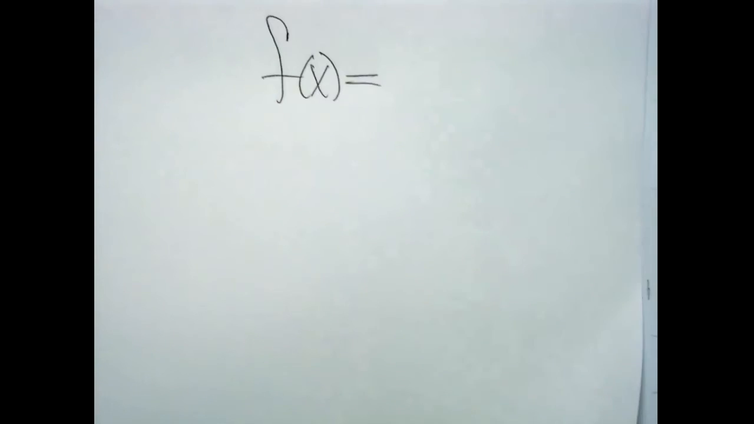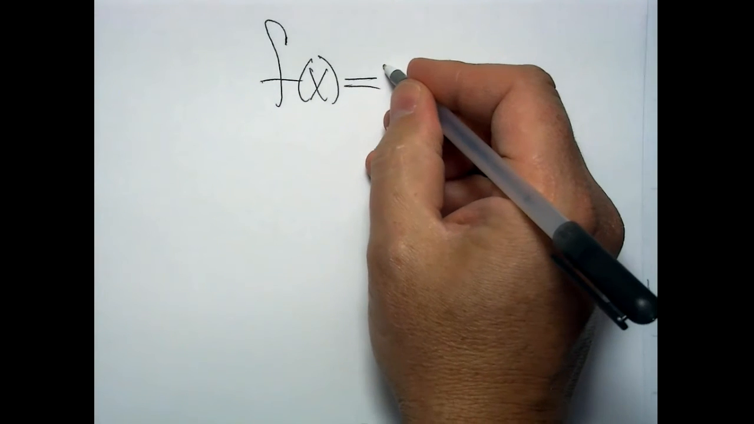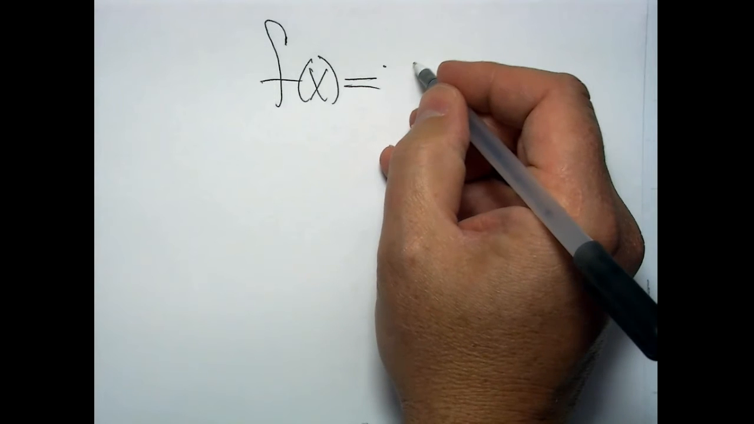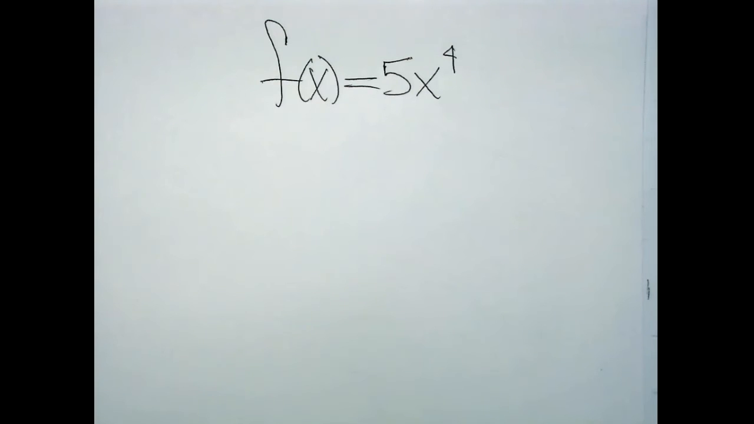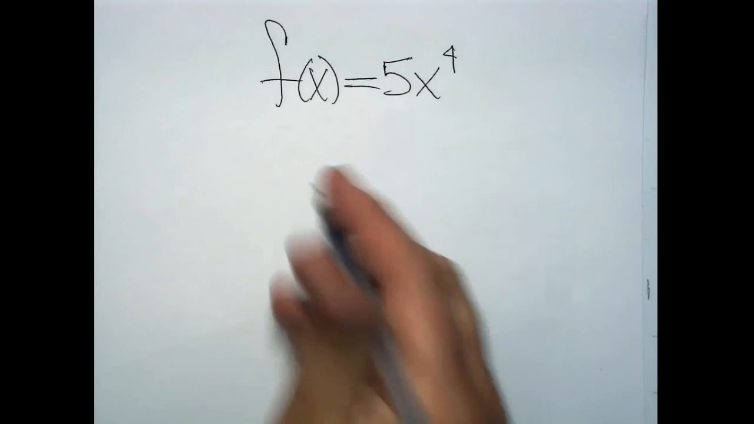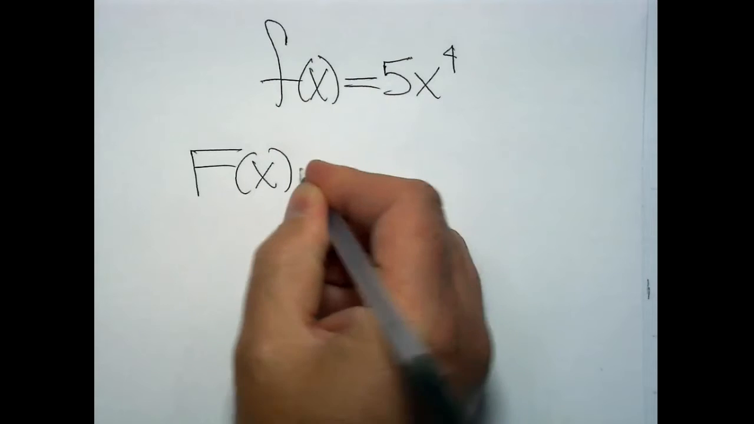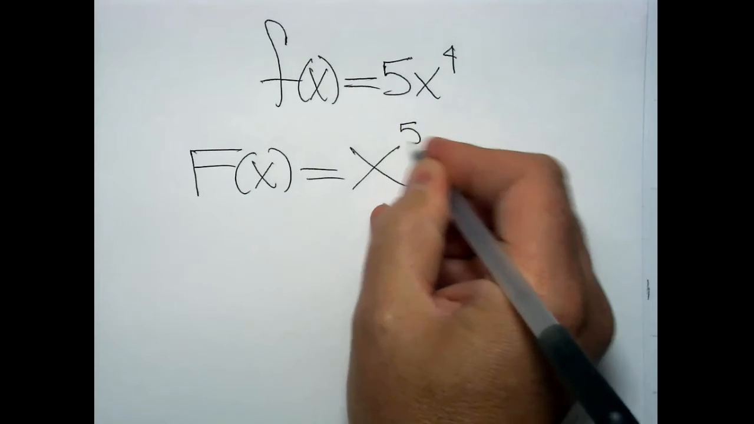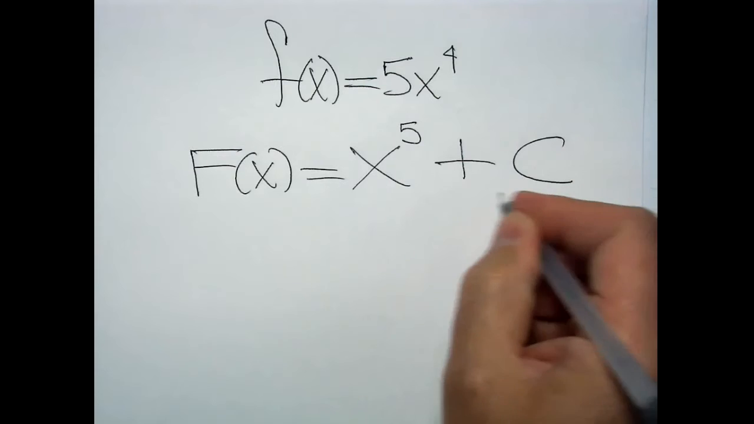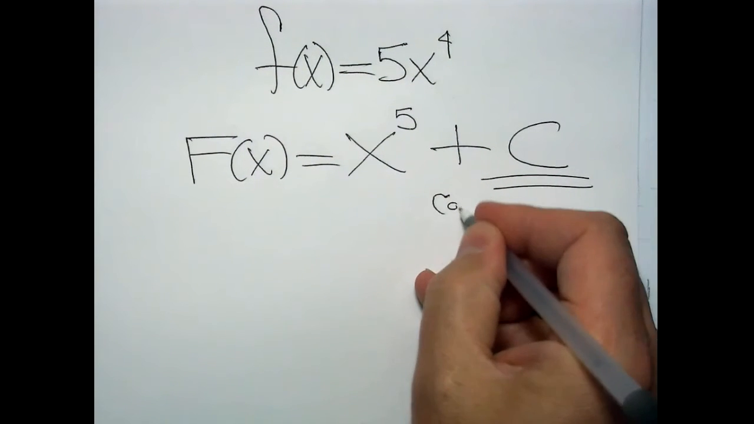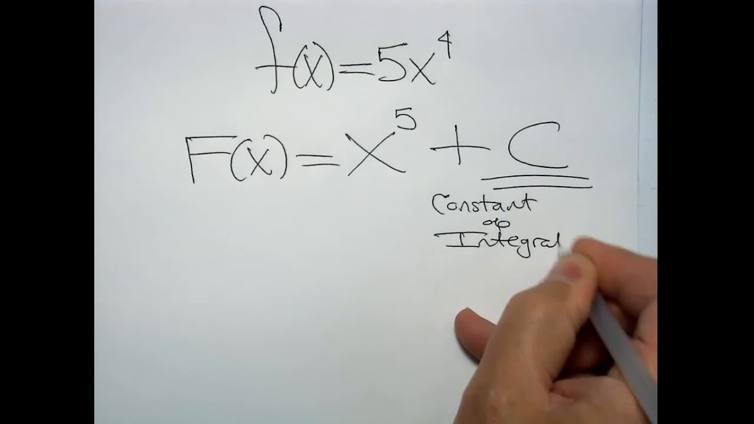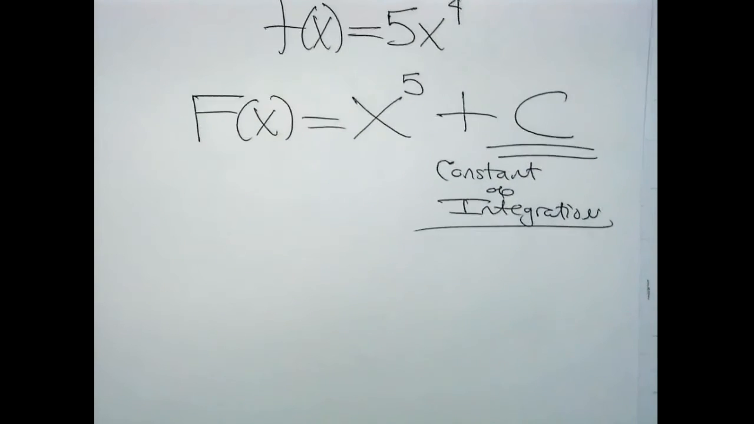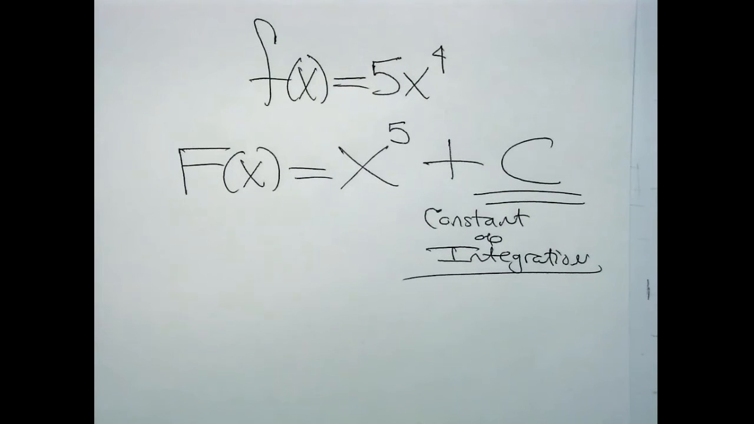So let's do another one. And I'm just thinking here, how about this one? Somebody took a derivative and got that. What was their original function? Well, I would imagine their original function was x to the fifth plus any constant that you like. We call this the constant of integration. That's what that is referred to as. And really, all your antiderivatives should have that.